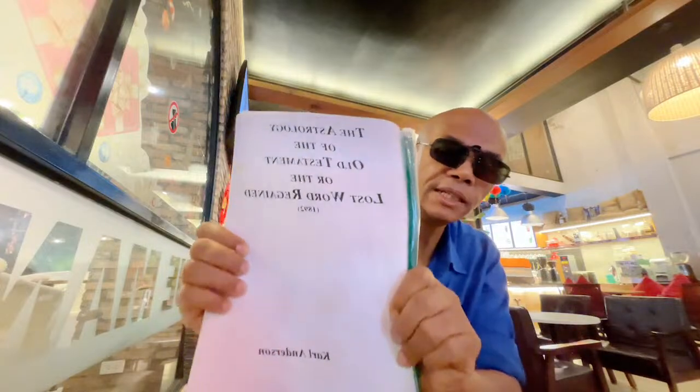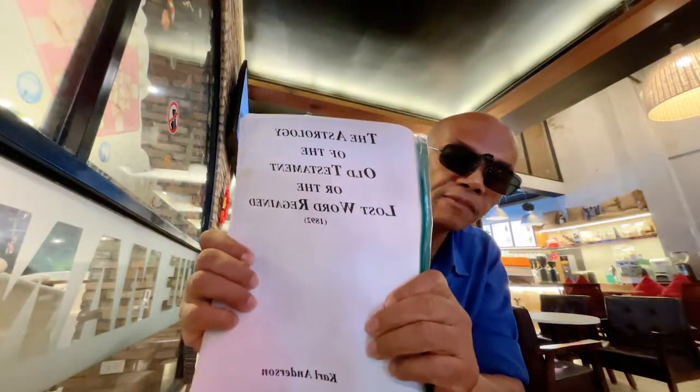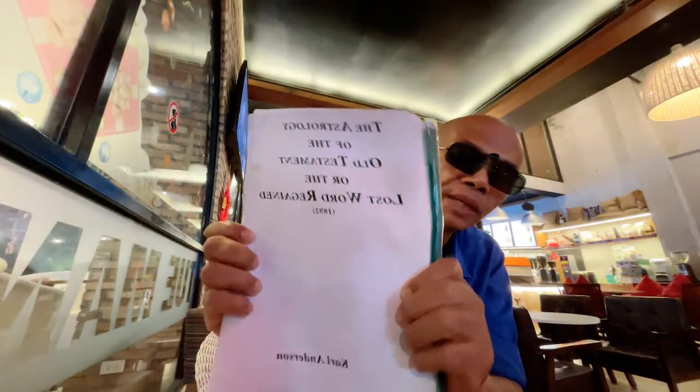All right. So if you're new, our textbook is The Astrology of the Old Testament, or The Lost Word Regained, published in 1892. The author is Carl Anderson. All right, so we are starting a new chapter, chapter 14, on page 172.